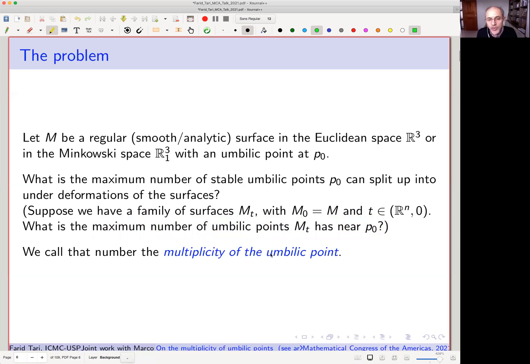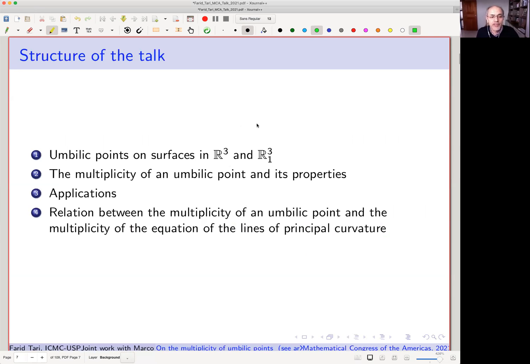What we are going to do in this talk is define this number and calculate it at umbilic points that are stable and not stable. The structure of the talk is the following. First, I'll start from the basics and define what an umbilic point is on a surface in the Euclidean space R^3 or the Minkowski space R^3_1. Then define the multiplicity of the umbilic point and state some of its properties.